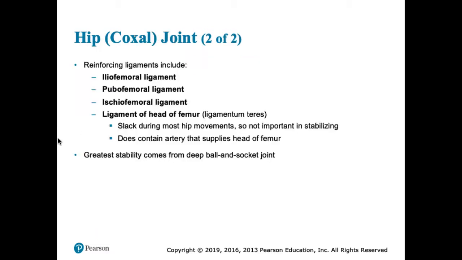Continuing on with the coxal joint, there are some reinforcing ligaments: the iliofemoral ligament, the pubofemoral ligament, the ischiofemoral ligament, and the ligament of the head of the femur, also called the ligamentum teres. It's basically slack during most hip movements, so it's not really important in stabilizing, but it does contain an artery that supplies the head of the femur. So the greatest stability comes from the deep ball and socket joint.